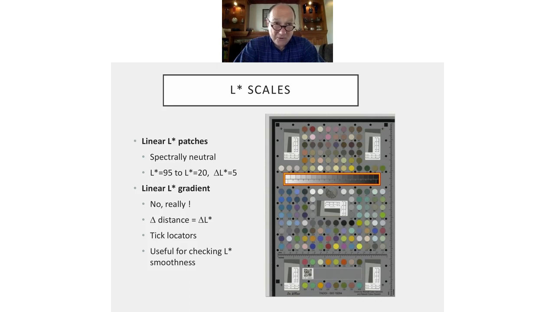One item that we worked hard on, and that was required under the 19264 statutes or criteria, was an equal L-star set of patches. And that's what we've outlined here. These are spectrally neutral, and they go in 5 L-star increments from 90 to 20. Okay, no big deal. We can do that. But what we've really done is a linear L-star gradient. Think of that. No, really, this is a linear L-star gradient.